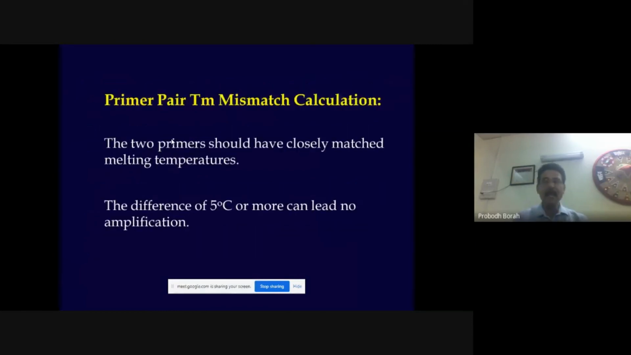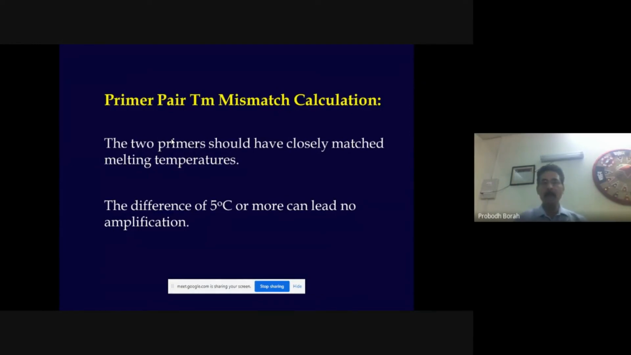Now, because we can use only one annealing temperature for both the primers, it should be suitable for annealing of both the primers. Therefore, there should not be a TM mismatch between the two primers. That means the difference in TM value between forward and reverse primer should not be very high. Suppose one primer has a TM value of 60 degrees Celsius and the other has 48 or 50 degrees Celsius. They are not a good pair of primers because the mismatch will happen in calculating the annealing temperature.